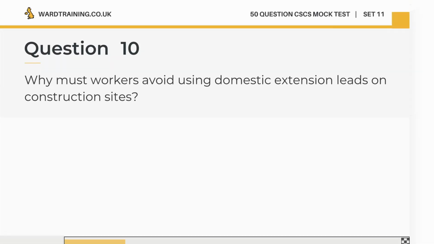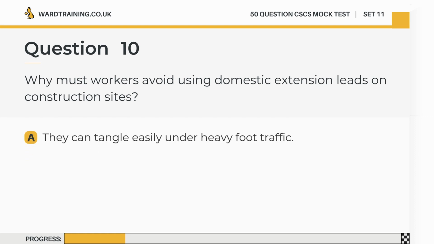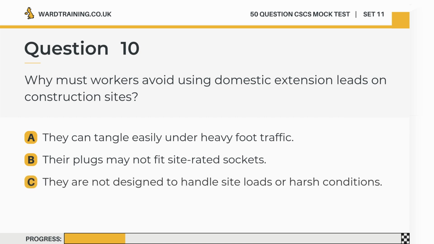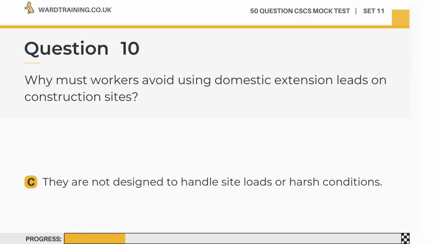Question 10. Why must workers avoid using domestic extension leads on construction sites? A. They can tangle easily under heavy foot traffic. B. Their plugs may not fit site-rated sockets. C. They are not designed to handle site loads or harsh conditions. D. They are often too short for outdoor work. The correct answer is C. They are not designed to handle site loads or harsh conditions.